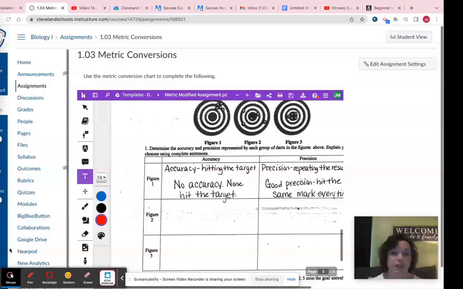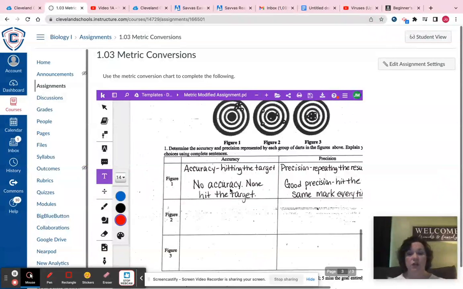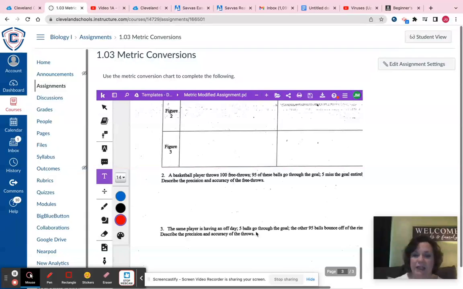Okay, so I'm going to go back to your document. You'll notice I've already done the first one for you. Accuracy was hitting the target, right? Precision is repeating the results, so being consistent. So figure 1, they had no accuracy, right? None of those balls hit the target. Over here, they had good precision because they missed in the same spot every time. So figure 2 and then figure 3, you're just going to have to go through there and explain.